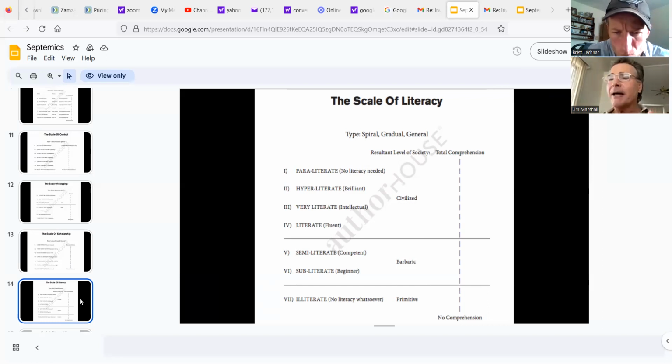So you can spot a person's literacy just by listening to him speak. For example, if you listen to somebody like Jordan Peterson speak, it's patently obvious that he is high on the scale.